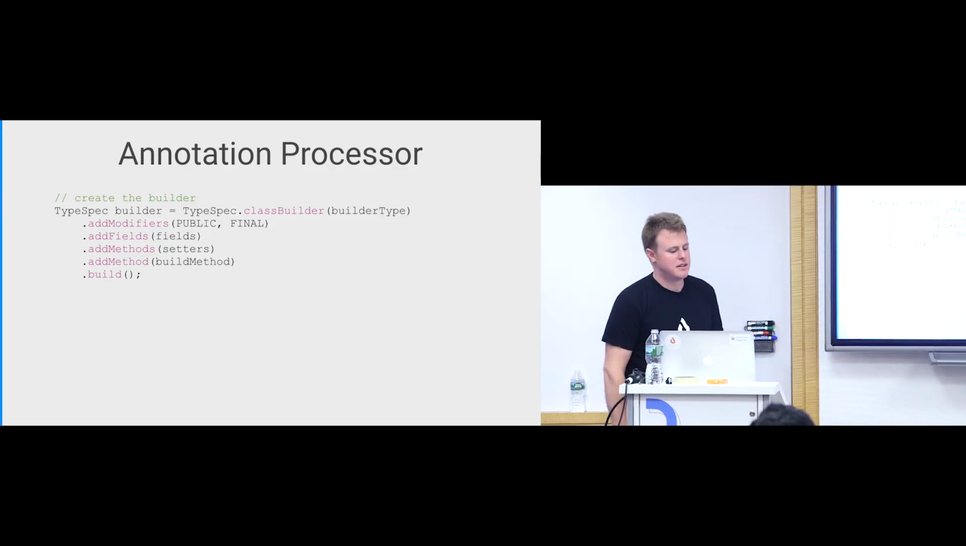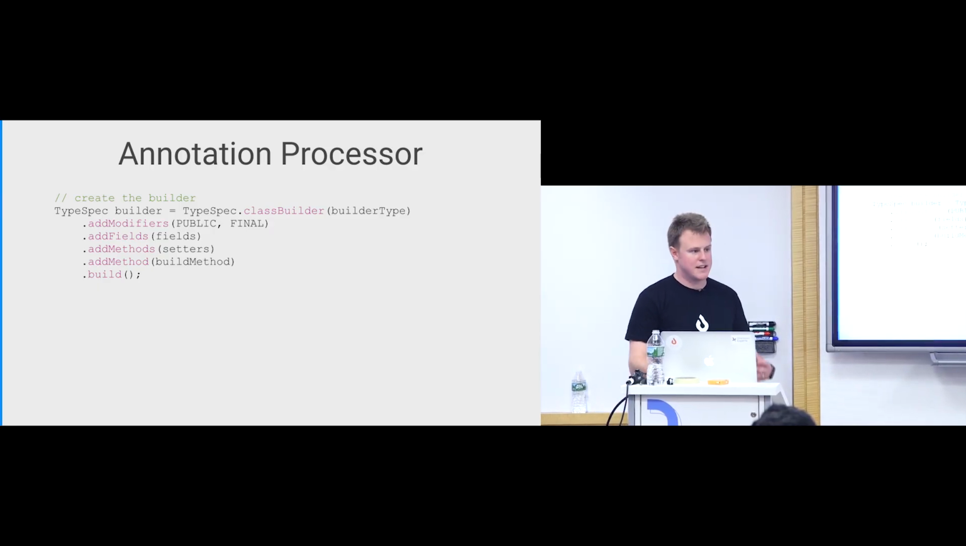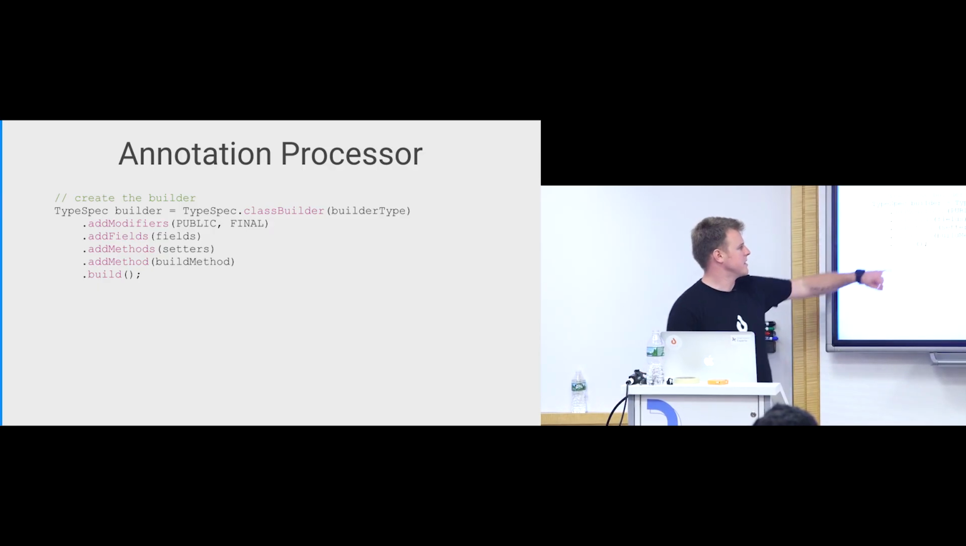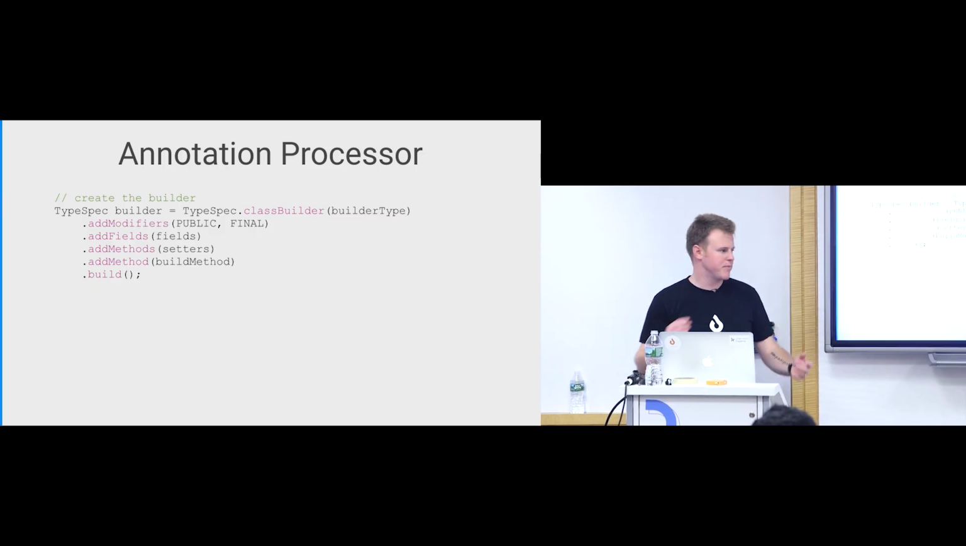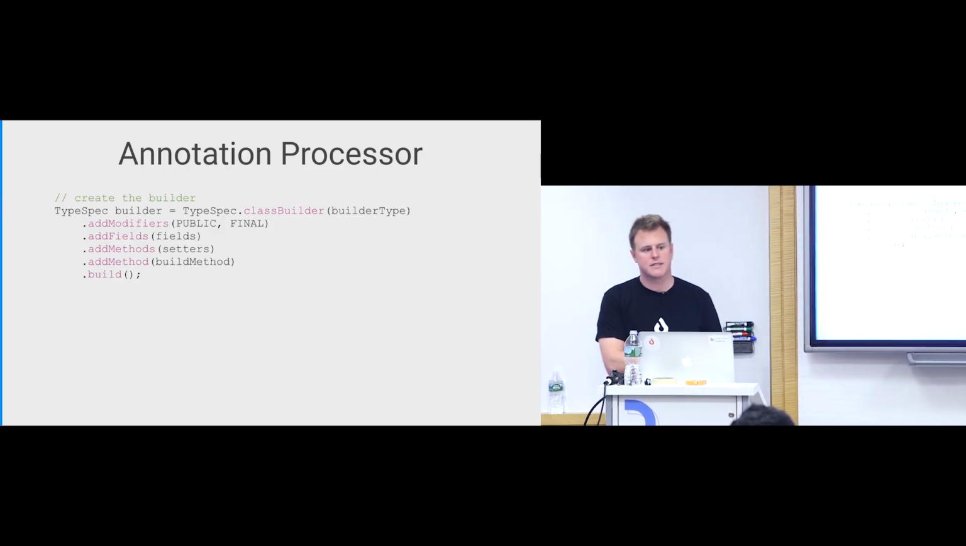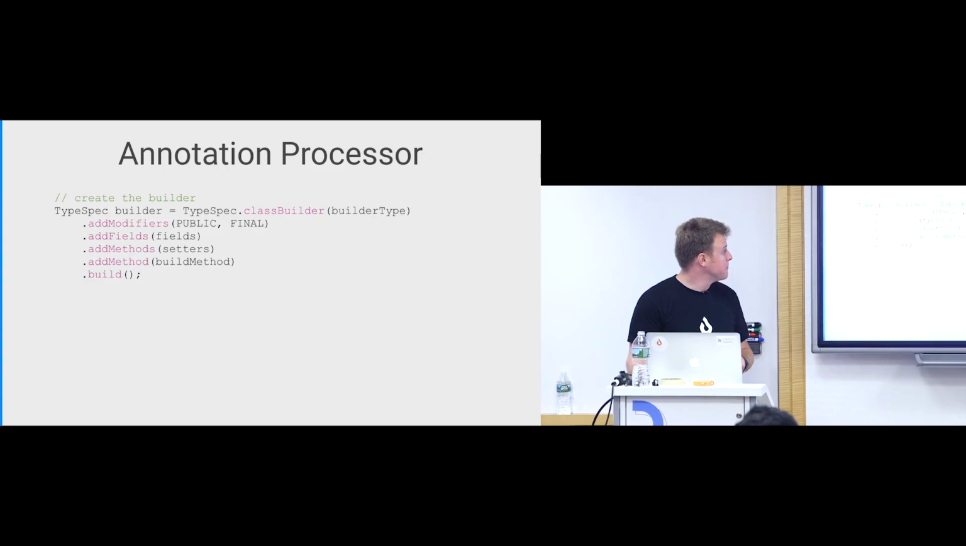Second to last is creating the builder. So this is the class, the user builder class. Basically, we just take all of those things we just generated, throw them in our public final class. Pretty straightforward.